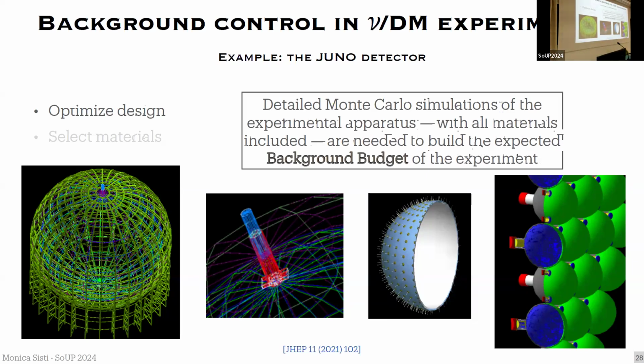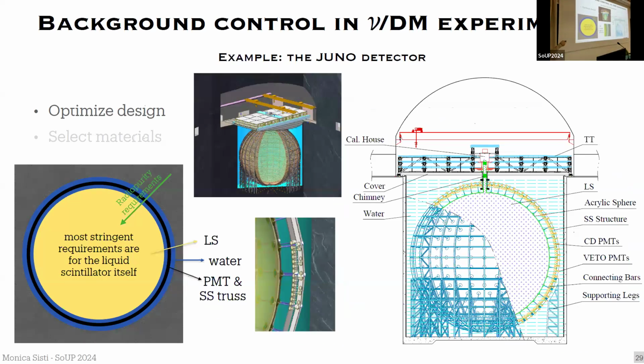And so you build the Monte Carlo, the geometry of your experiment, and you put typical contaminations of the material there, and then you build the background budget of your experiment, and you see what you can tolerate at which distance, because of course the most stringent requirements are in the center or close to the detector or on the detector itself. So this is also an important part of the background reduction.